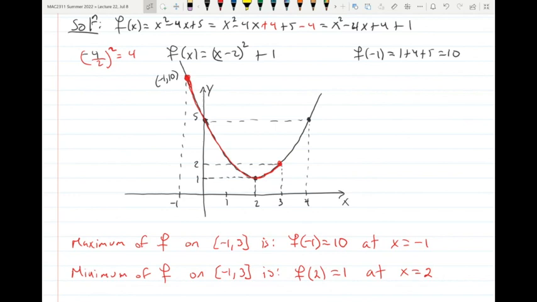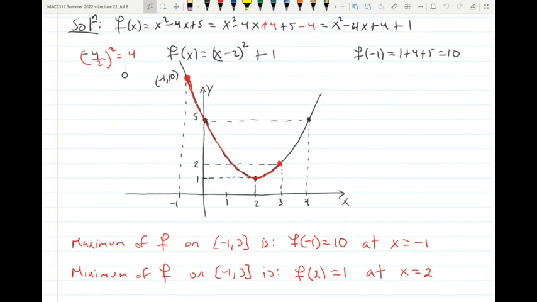So first of all, notice that one of these values, in this case the maximum, happened at the endpoint of the interval. It happens at -1, which is the left endpoint of the interval. So that means that if you're looking for absolute extrema on a closed interval, you need to consider the endpoints as your candidates. And then also notice that that's not always the case. For example, we found a minimum at x equals 2, but 2 is inside the interval. But what's special about x equals 2?